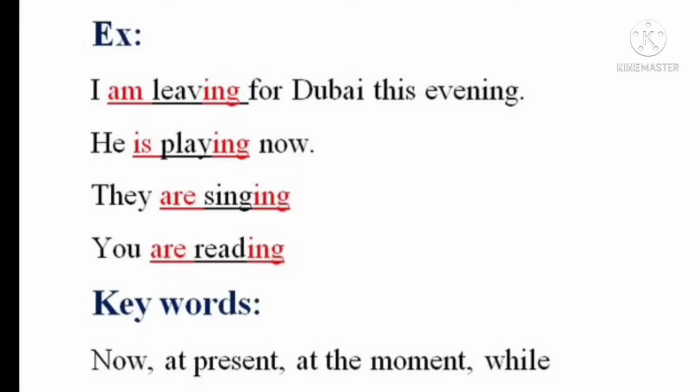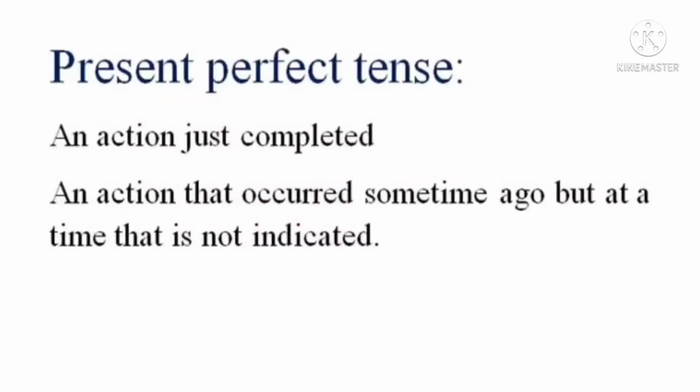Let us see the keywords of present continuous tense. Now, at present, at the moment, while. Next tense is present perfect tense. Present perfect tense denotes an action just completed, or an action that occurred some time ago but at a time that is not indicated.